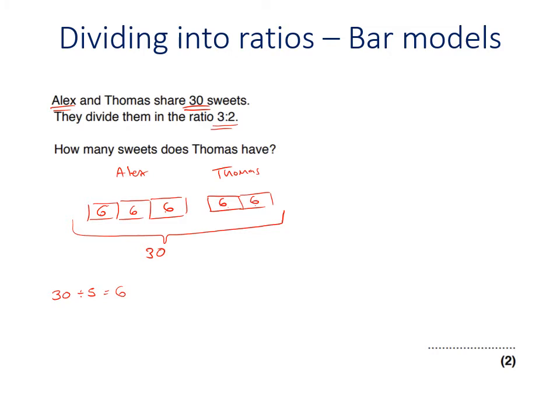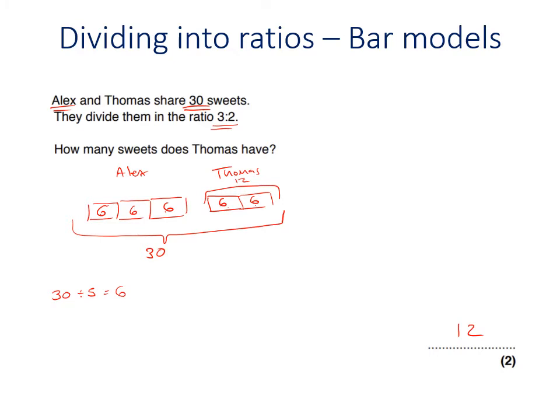Let's just check. 6, 12, 18, 24, 30. Yeah, it gets us up to our total, so I know I'm right here. How many sweets does Thomas have? Well, you can see here that Thomas has our 2 boxes, so he's got 12 sweets, and therefore 12 is our answer.